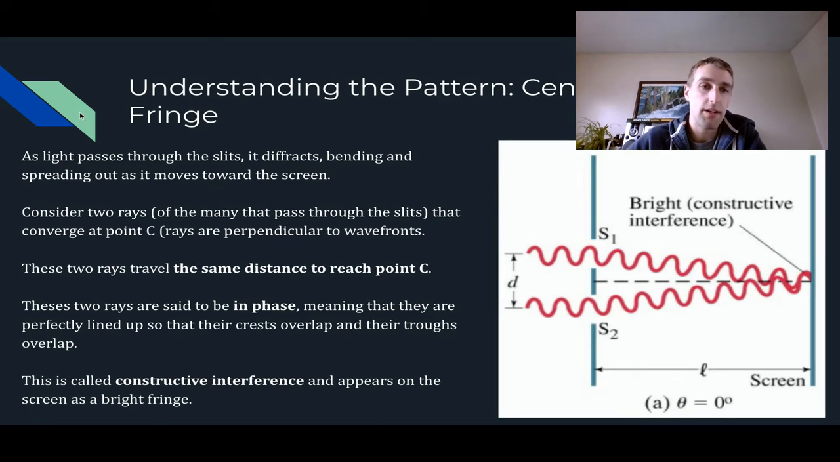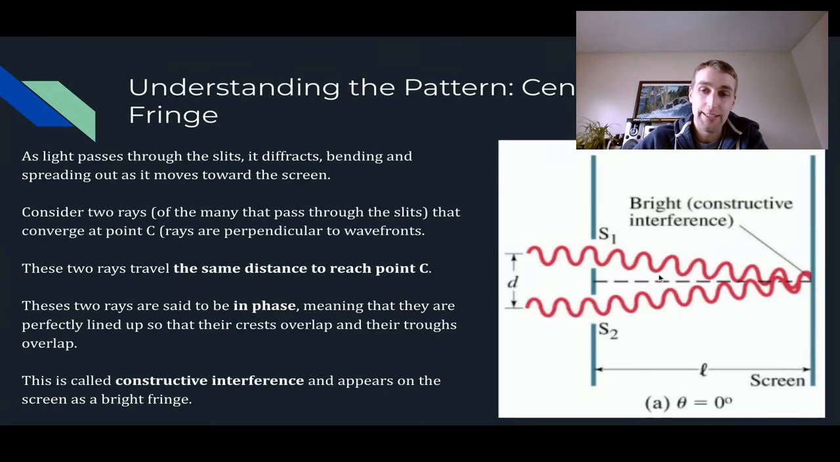So imagine as light passes through these slits, it diffracts. Diffraction is just the bending of light as it passes around an object or through a slit as it moves towards the screen. We're just going to zoom in on the light that reaches the center. So the light obviously spreads out, but we're just going to zoom in on these two rays of light, one from each slit. They happen to be the ones that reach the center of the screen.